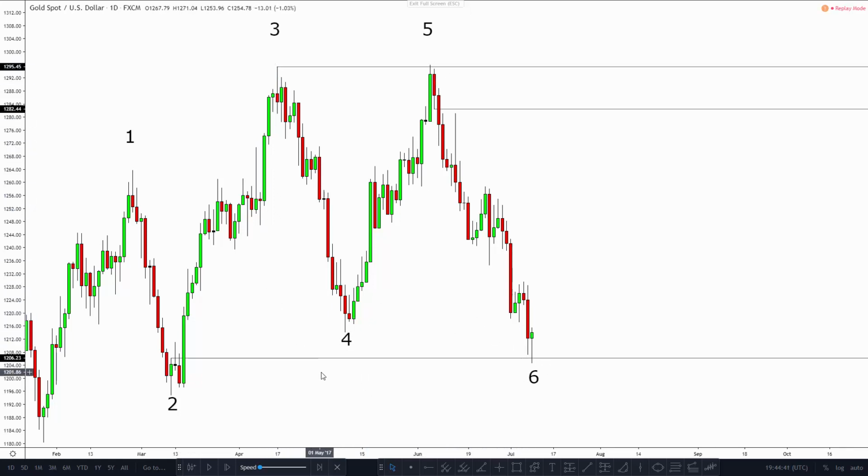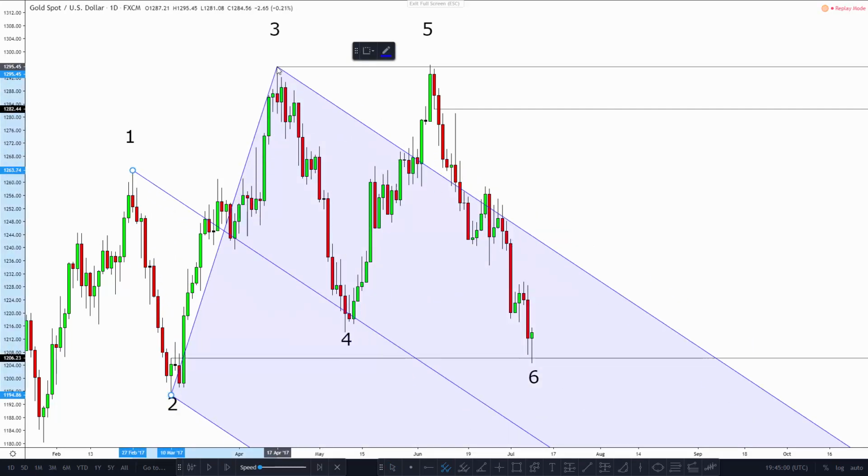A good tool we have to measure this dynamic between buyers and sellers is the Andrews Pitchfork. The Pitchfork will capture the particular geometry of recent market extremes, and it will project a future point of exhaustion. For example, if we draw a standard pitchfork using number 1, 2, and 3 as the axis of the pitchfork, we'll see that number 4 is a point of exhaustion highlighted by the geometry of the previous 3 market extremes.